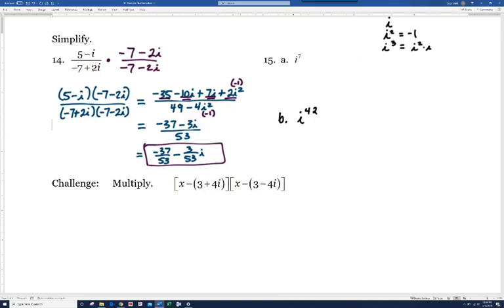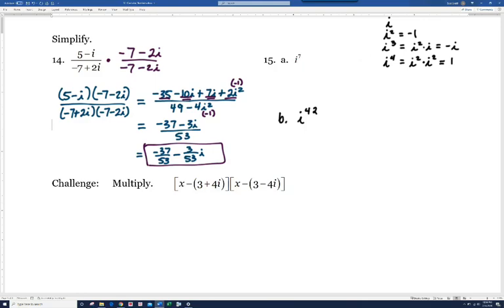So this is really i squared times i, or we could write it that way. And we know i squared is negative 1. And so this is minus i. So let's look at i to the 4th. We could write that as i squared times i squared. And those are both negative 1. Negative 1 times negative 1 is going to give us a positive 1.